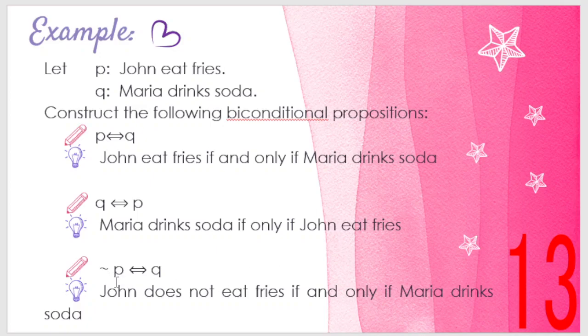For the last one, we have not P if and only if Q. P is John eats fries. Since it is the negation of P, the statement will be John does not eat fries. Then our connective will be if and only if, and we let Q be Maria drinks soda. The statement for this symbolic form, not P if and only if Q, will be: John does not eat fries if and only if Maria drinks soda.